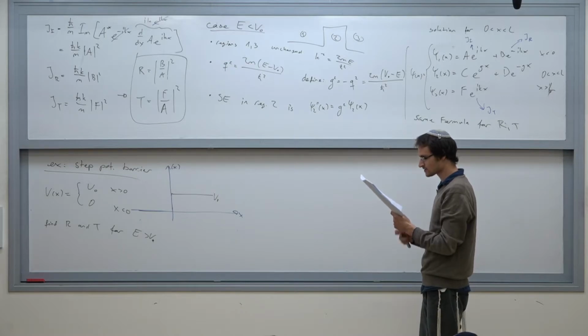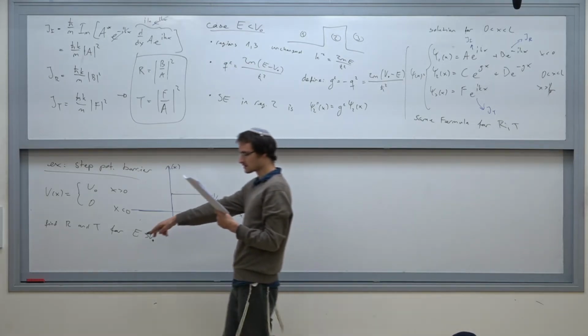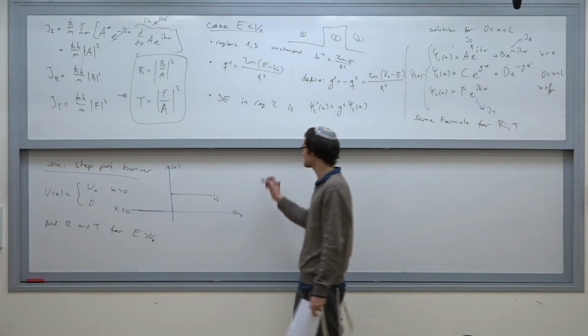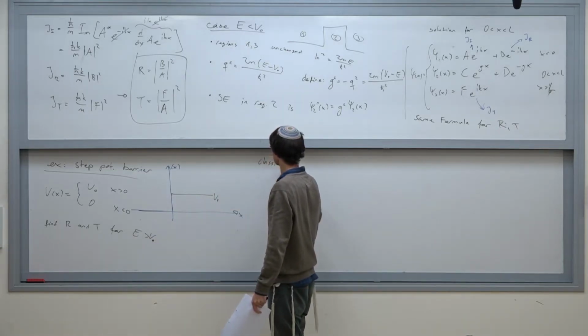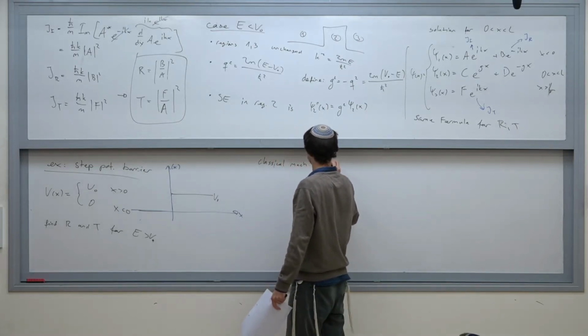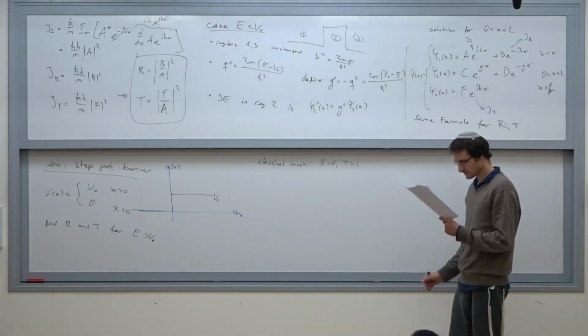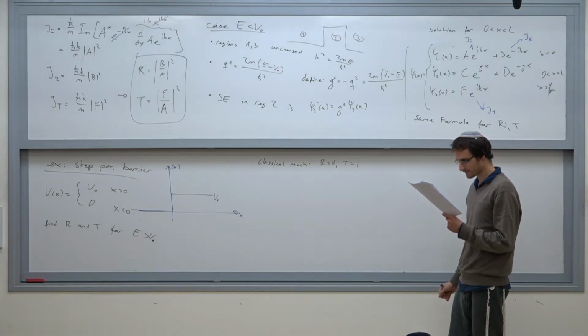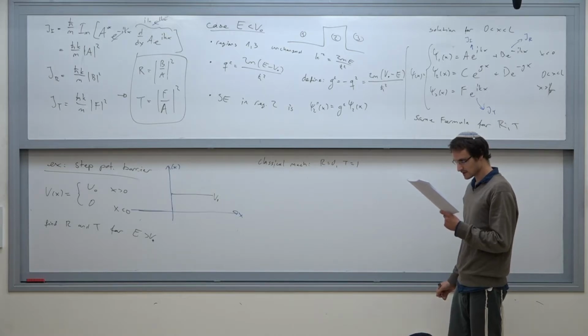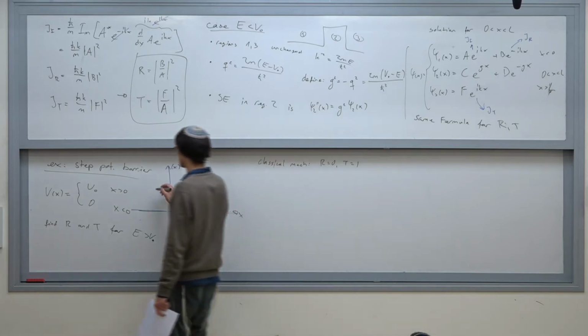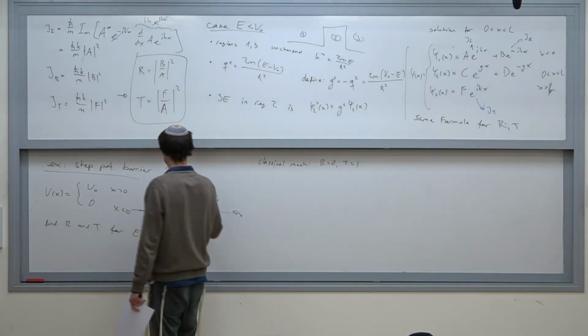Now the classical solution is obvious, right? We're looking at E larger than V0, so in the classical solution, everything passes. So R equals 0, T equals 1. Hope that's clear. As we just learned, what we have to do now is solve the Schrodinger equation in two different regions, 1 and 2.